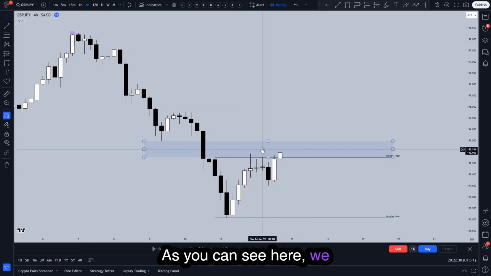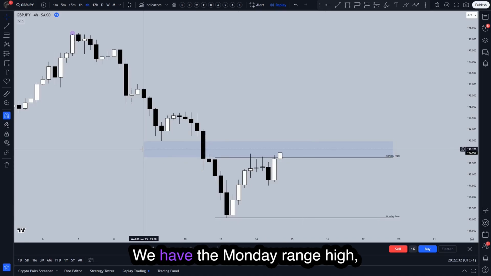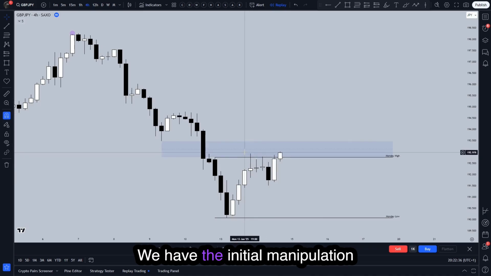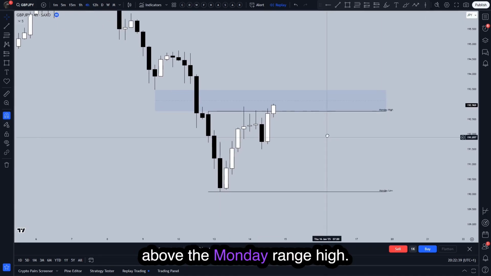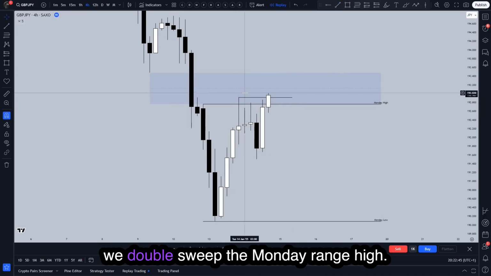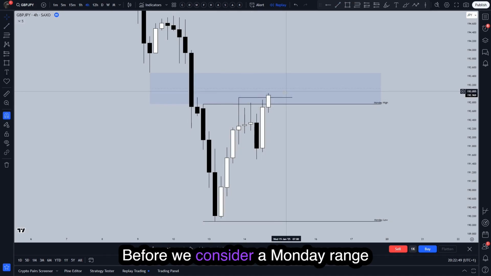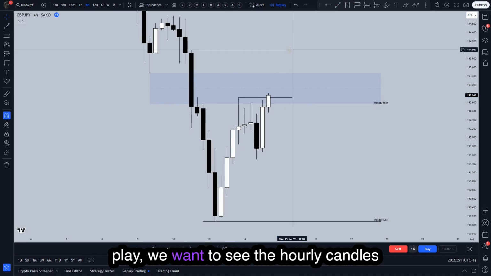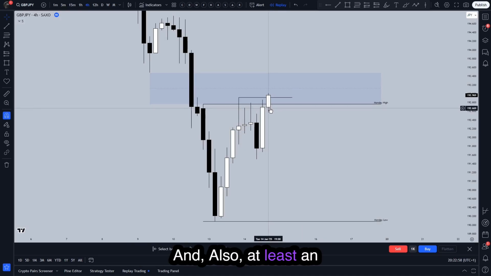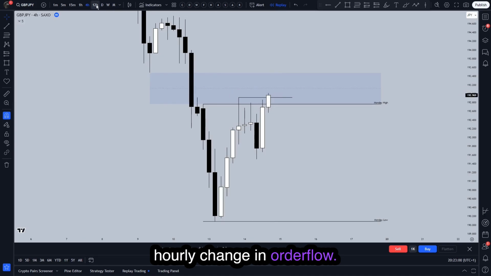As you can see here, we mark out the Monday range. We have the Monday range high and we have the Monday range low. We have the initial manipulation above the Monday range high. So now let's see how price is reacting once we double sweep the Monday range high. Before we consider a Monday range play, we want to see the hourly candles closing back inside the Monday range, and also at least an hourly change in order flow.